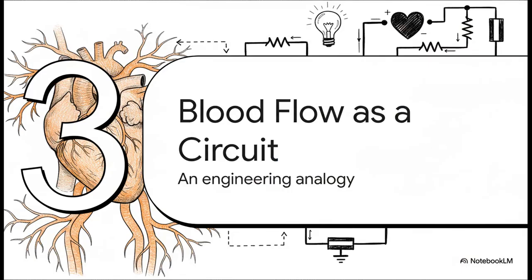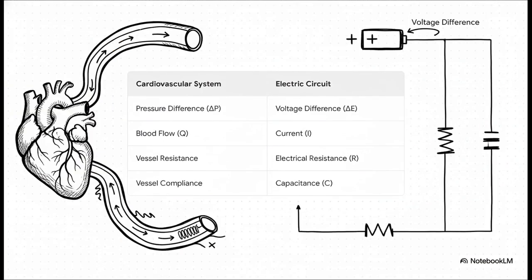So how do we turn all of that incredible biology into a simple mathematical model? This is where it gets really interesting. We use an analogy. We're going to imagine the entire cardiovascular system as a basic electrical circuit. And what's wild is how well this works. The parallels are incredibly direct. The pressure difference that pushes your blood, that's just like voltage in a circuit. The actual flow of your blood, well, that's the current.